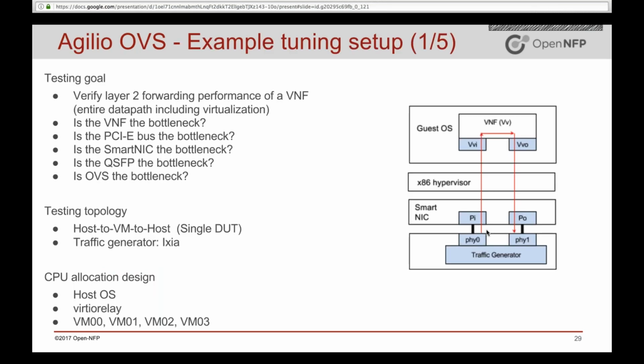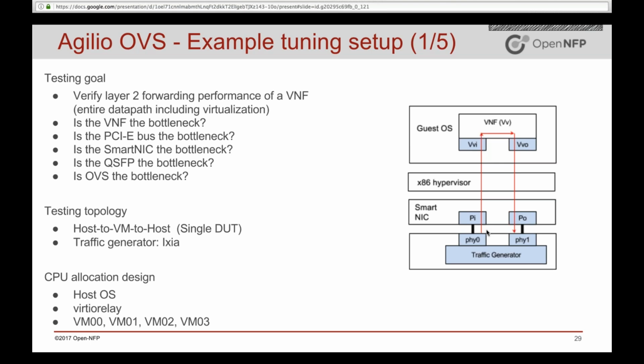Yes, thank you very much, Pervez. So what we're going to do in this example section is take what we've already spoken about in the webinar: the host and VM configurations, the testing topology, and then taking the NUMA architecture, doing the CPU isolation, and performing some tests. So the test goal for this scenario is to verify layer 2 forwarding performance of a specific VNF. So it tests the entire data path, including virtualization.